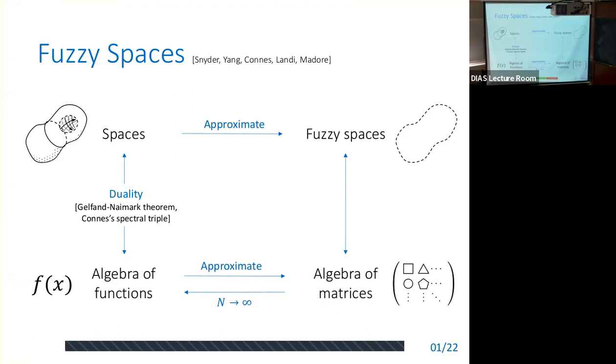So first of all, the basic idea for a fuzzy space comes from the duality between spaces and the algebra of functions which can be defined on the space. And this algebra of continuous functions can be approximated by the algebra of n by n matrices, which then defines the fuzzy space. The main difference between the algebra of functions on your regular space and your algebra of matrices is that the algebra of functions is commutative, whereas the algebra of matrices is non-commutative. But as the limit of the size of these matrices goes to infinity, the commutative property is recovered, as in the continuum case.